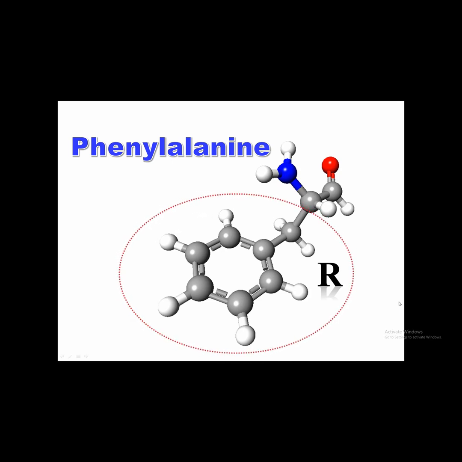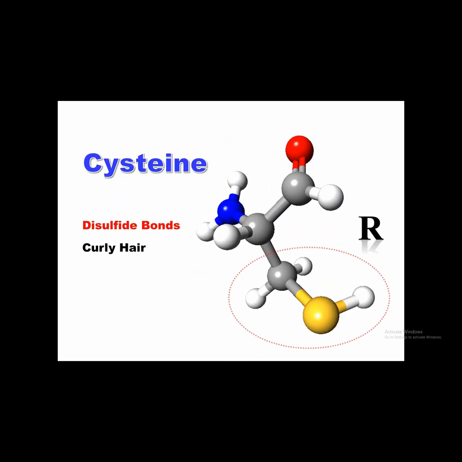Phenylalanine contains a benzene ring, and oftentimes there is an OH group, hydroxyl, attached in the para position on the benzene ring. Cysteine is an amino acid that contains sulfur atoms. Those sulfur atoms can cross-link with other cysteine amino acids in the polypeptide chain, forming what are called disulfide bonds. If you have curly hair, you have a lot of disulfide bonds in the keratin proteins of your hair.